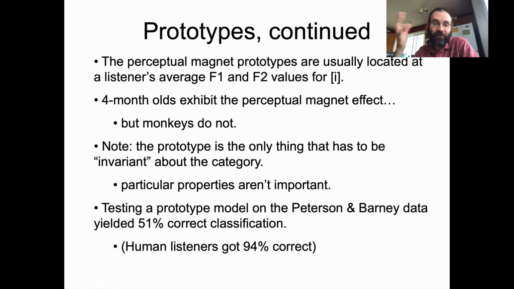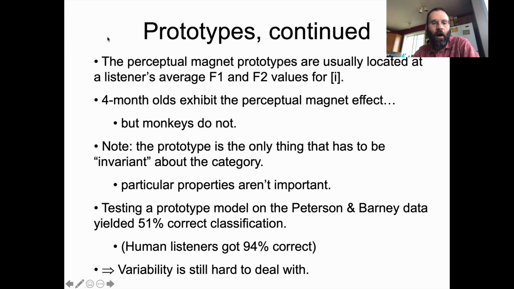So human beings still aren't perfect, which is another reason to believe that maybe there's nothing invariant there, because people are still making mistakes with them, even though they're expert listeners by the time they become adults, right? So the prototype model does okay. It's doing better than chance for sure, but there's a lot of room for improvement here. So variability is still hard to deal with, even in the prototype approach.